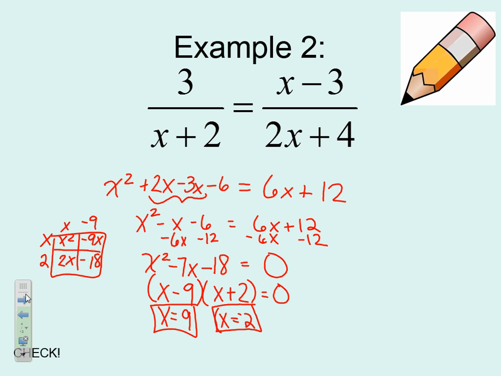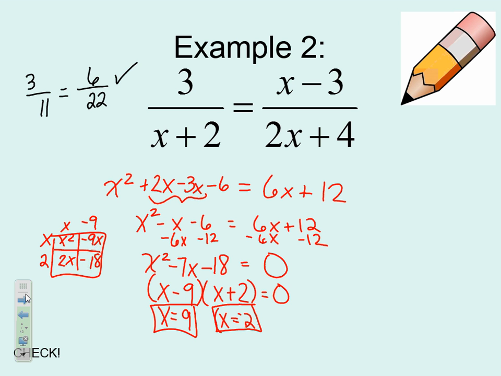If I were to take that 9 and plug him back in first, it would become 3 over, this would be 9 plus 2 is 11 equals, this would be 9, 9 minus 3 is 6, this would be 9. 2 times 9 is 18, plus 4 more makes 22. So if I plug in the 9, I get these two fractions. Is that true? Is 3 over 11 the same thing as 6 over 22? Yep, they are the same fraction, just one's not simplified is all.